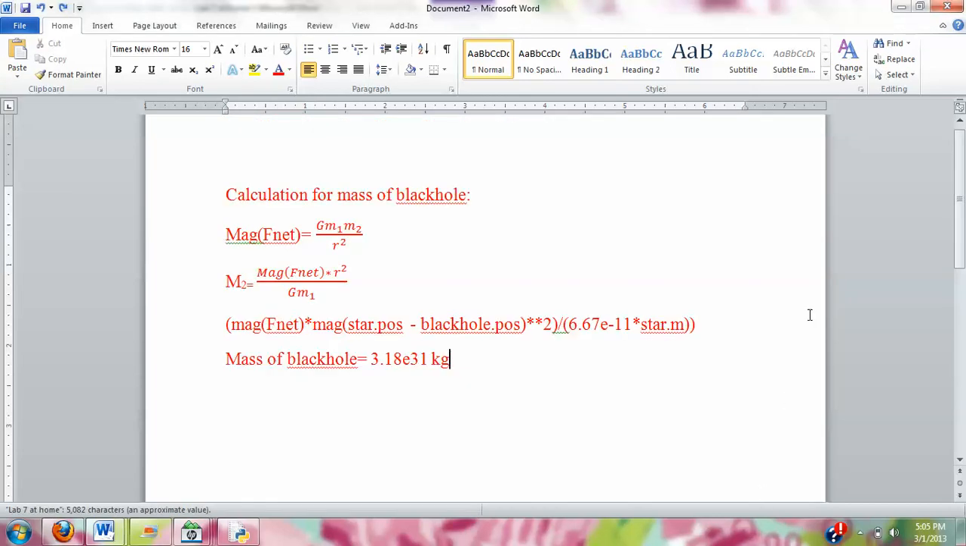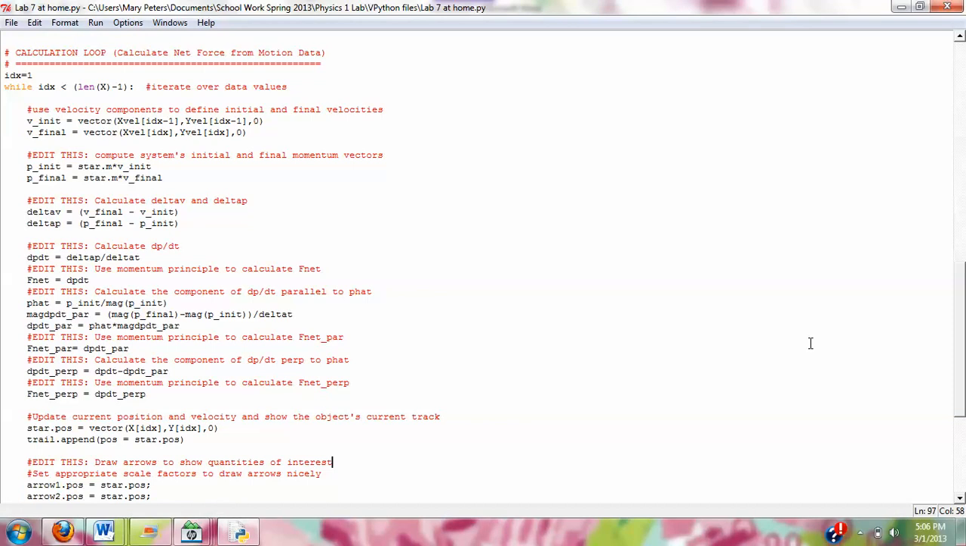The mass of the black hole was calculated by setting the Fnet equal to the force of gravity between the black hole and the star, and this is the code that was used in order to print the mass of the black hole, and it was found that the mass was 3.18 times 10 to the 31 kilograms. The model does a good job of modeling the motion of the star. There are many arguments for the validity of this model.